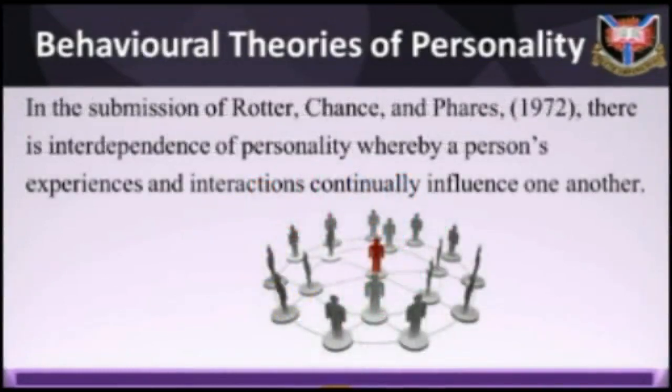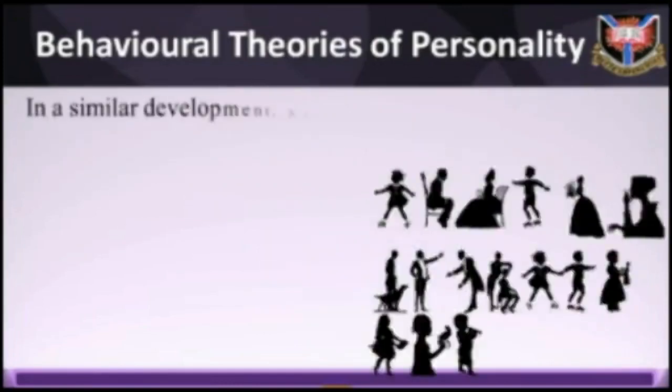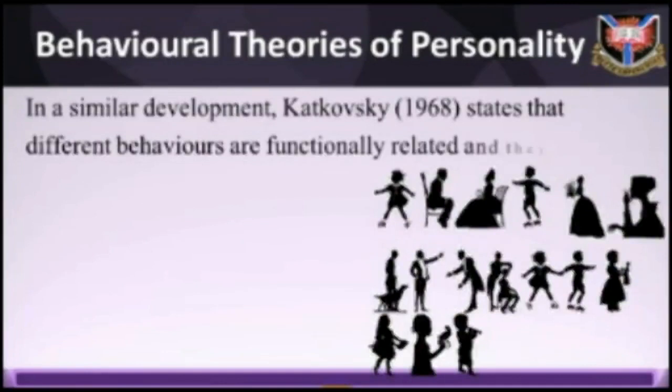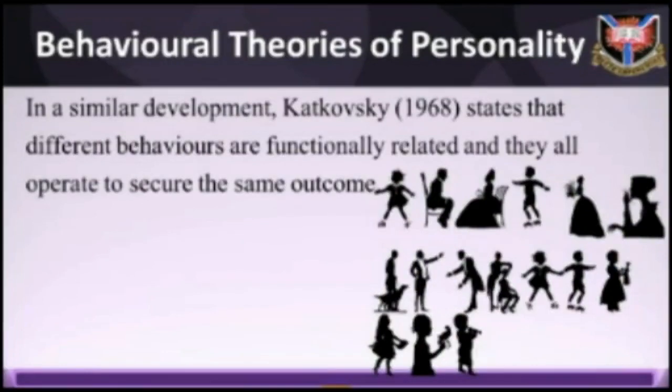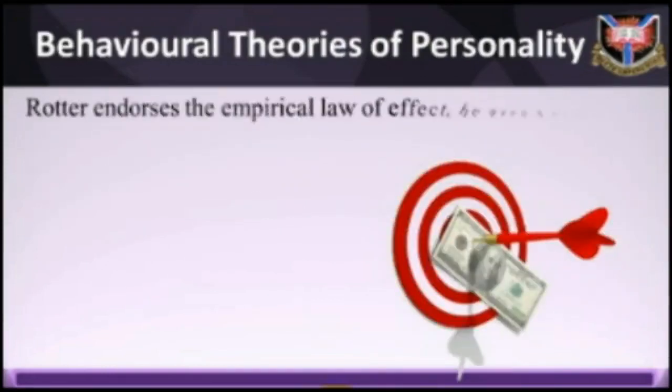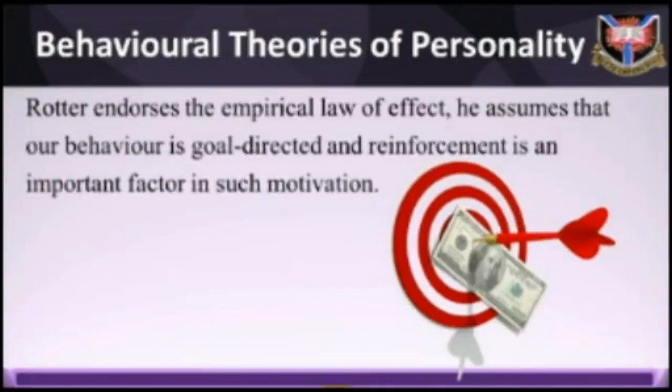In the submission of Rotter, Chance, and Ferris, there is interdependence of personality, whereby a person's experiences and interactions continually influence one another. Specifically, past experiences influence current experiences, and current experiences change the things learned in the past. In a similar development, Katkovsky, 1968, states that different behaviors are functionally related, and they all operate to secure the same outcome. In his theory, Rotter endorses the empirical law of effect. In other words, he assumes that our behavior is goal-directed, and reinforcement is an important factor in such motivation.